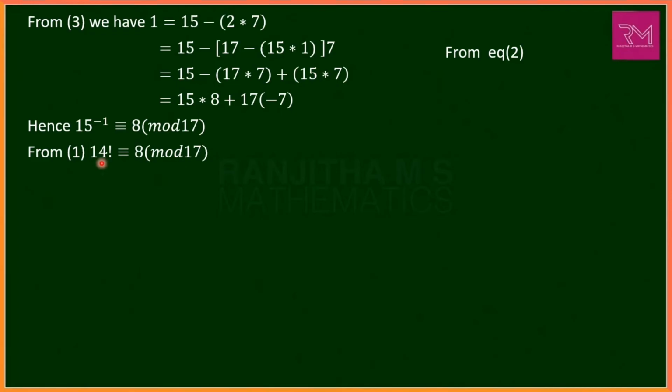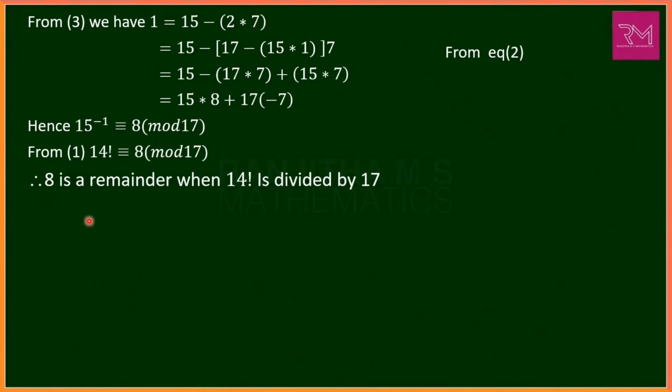From equation 1 we have 14 factorial is congruent to 15 inverse under modulo 17, which implies 15 inverse is congruent to 8, that implies 14 factorial is congruent to 8 under modulo 17. Therefore we can conclude that 8 is the remainder when 14 factorial is divided by 17. This completes the problem. These are all very easy problems.